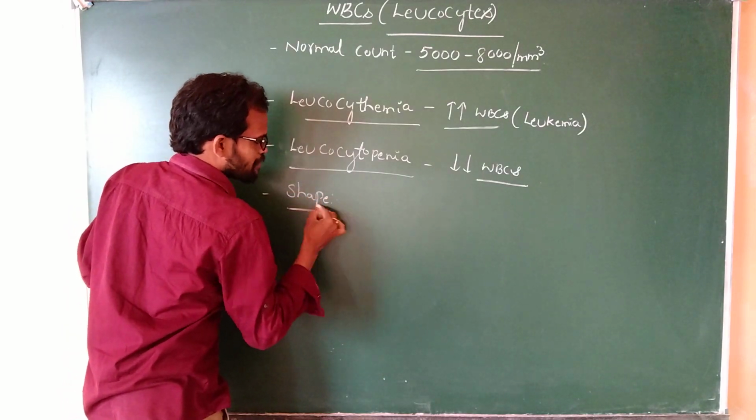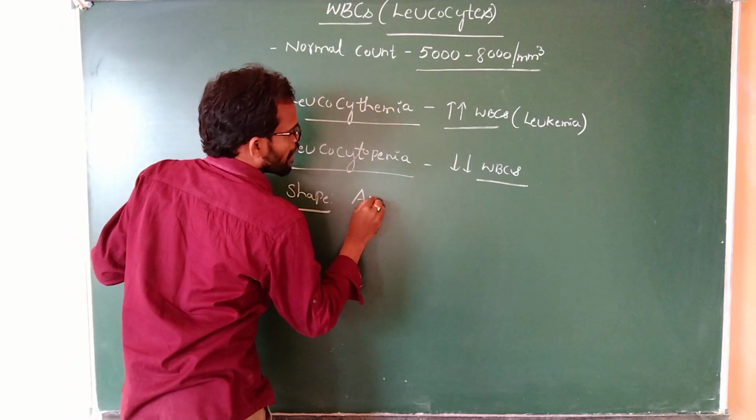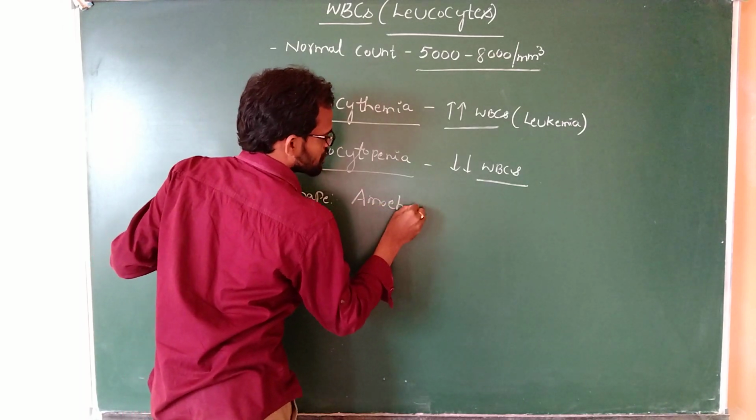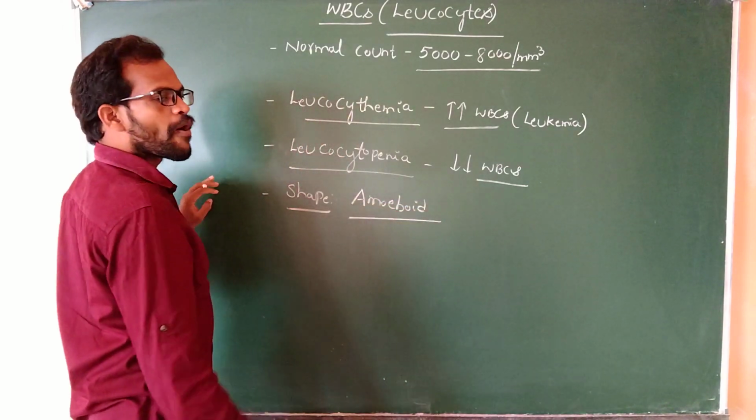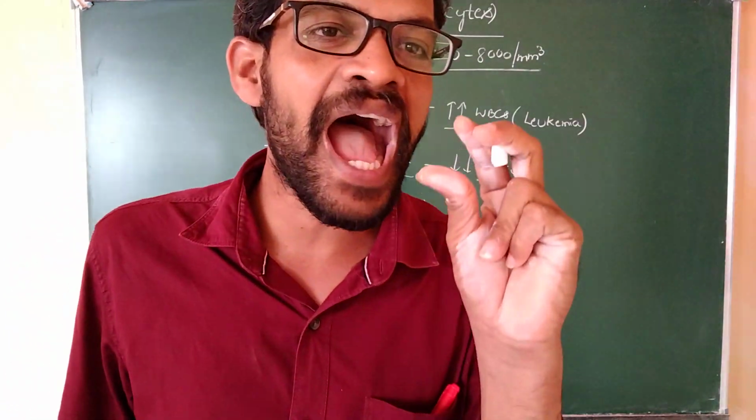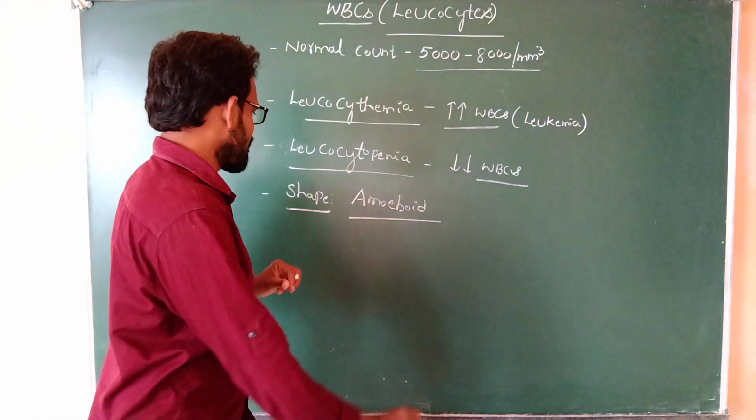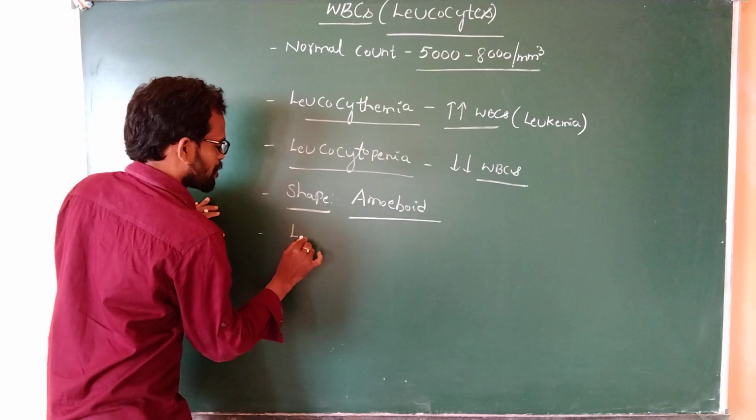What is the shape of the white blood cells? Amoeboid shape. Okay.